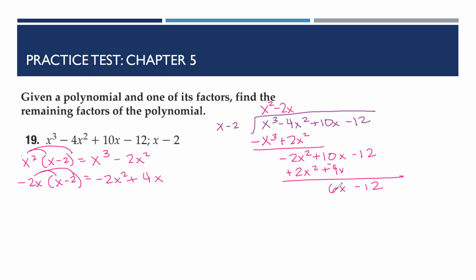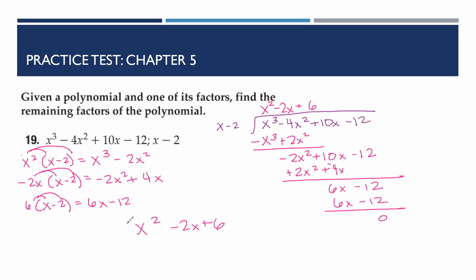And then x times what is going to give me 6x? Well, times 6, right? And then 6 times x minus 2, I distribute. 6 times x is 6x, and 6 times negative 2 is negative 12. So I have 6x minus 12, and I have a remainder of 0. So the other factor is x squared minus 2x plus 6. Okay, so this is a factor, and then this is also another factor.